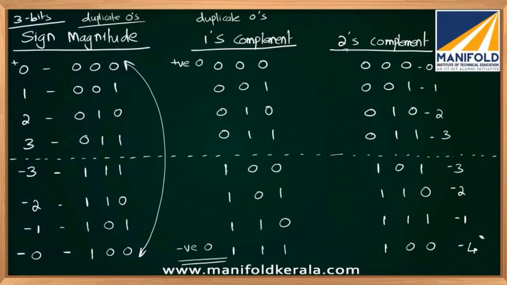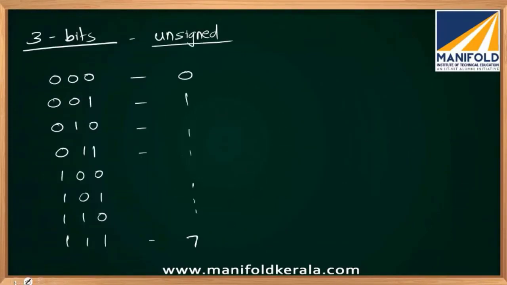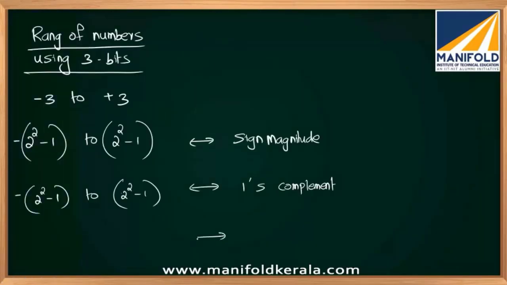And there are no duplicate zeros in 2's complement representation. Now tell me, what is the range here? What is the range you have got using 2's complement? Negative 4 to plus 3, right? So negative 4 to plus 3. This is the representation scheme.